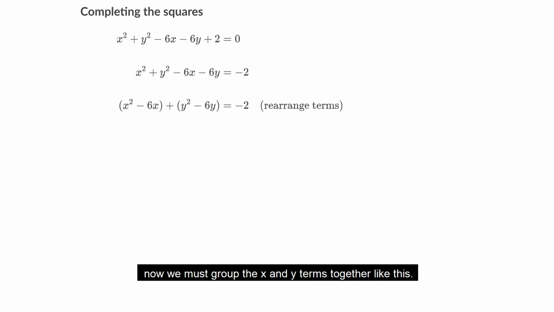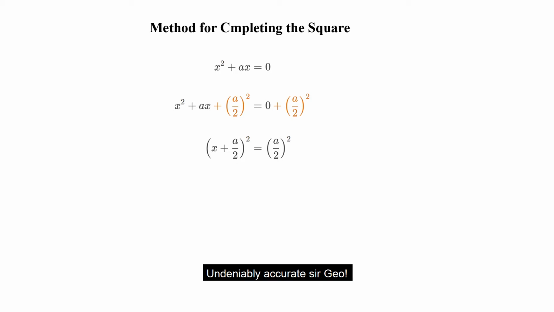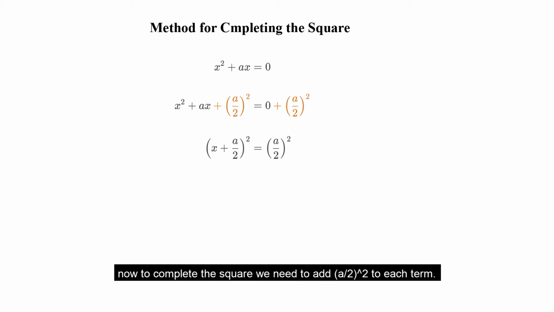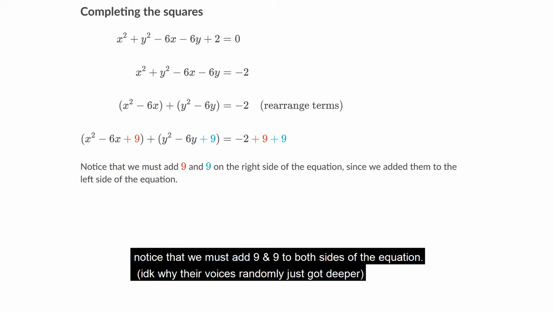Now we must group the x and y terms together, like this. Now we must complete the square. Undeniably correct, Sergio. Now to complete the square, we need to add a over 2 squared to each term. A for both x and y terms is 6. 6 divided by 2 is 3. 3 squared is 9. So the new equation looks like this. Add 9 to both sides of the equation.